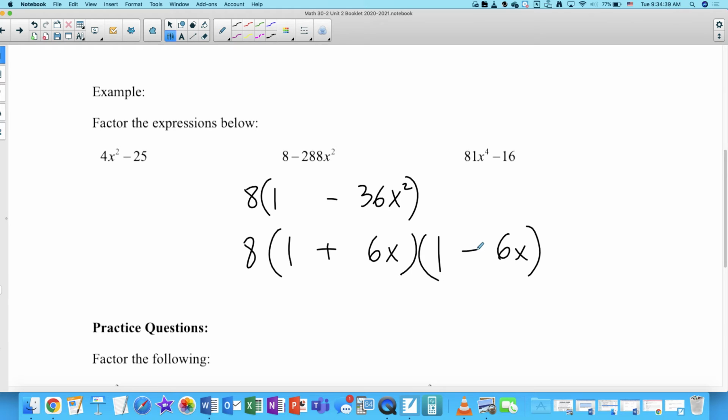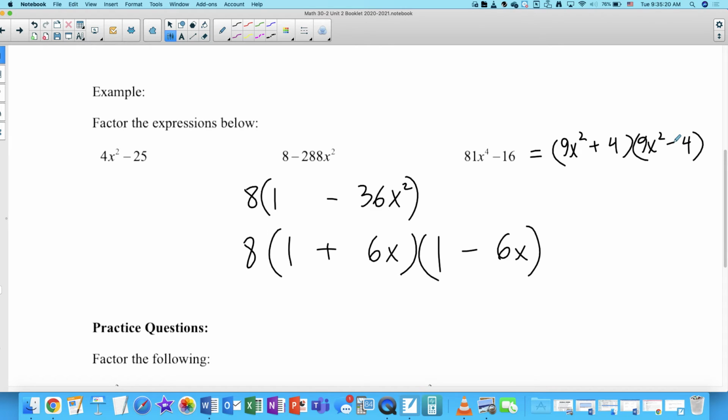And then let's do this last one that I'm going to get you guys to practice on. Okay? So 81x to the 4 minus 16. Is this a difference of squares? Yes, it is. Okay, so I'm going to set up my two sets of brackets. Okay, what is the square root of 81x to the 4? 9x squared. So that's the first term. What's the square root of 16? 4 and 4, plus and minus. All right. Am I done?